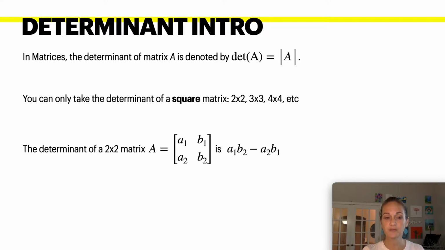The formula for the determinant of a 2x2 matrix is a1 times b2 subtracted by a2 times b1. So you're basically going to be multiplying diagonals and subtracting them from each other.